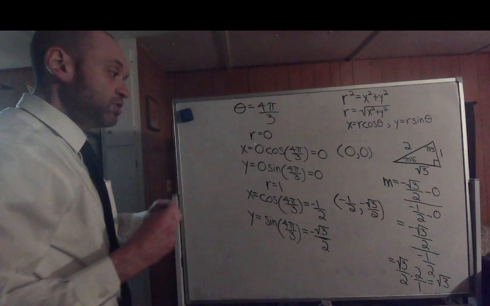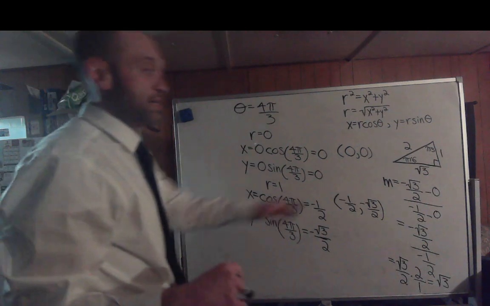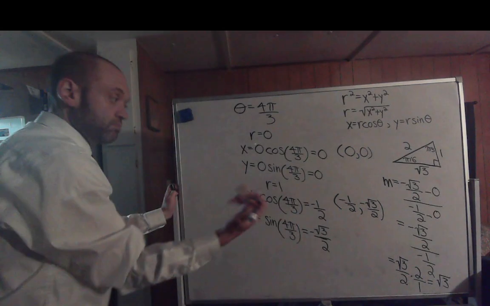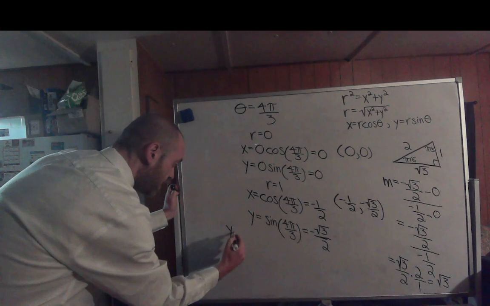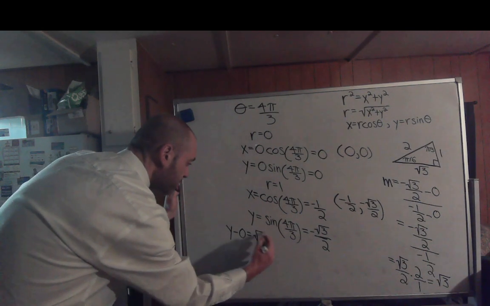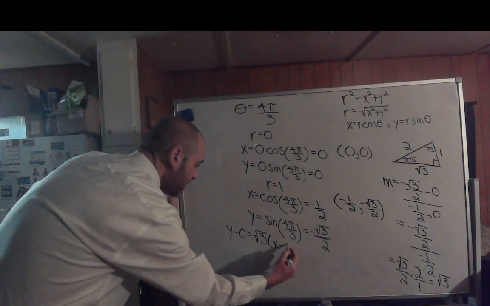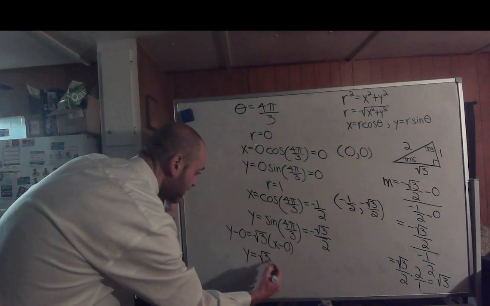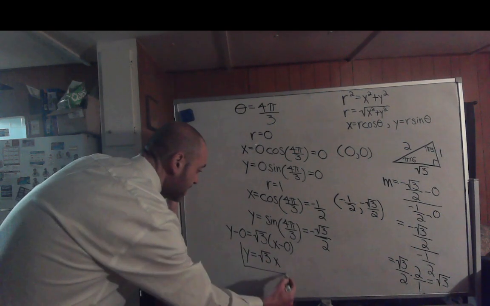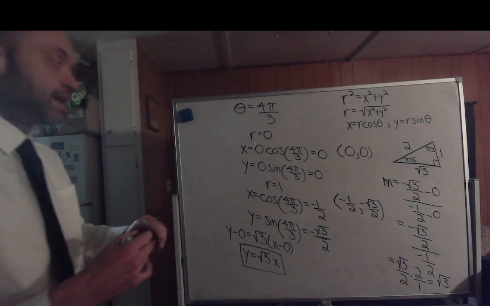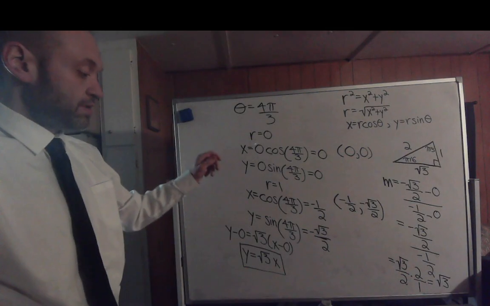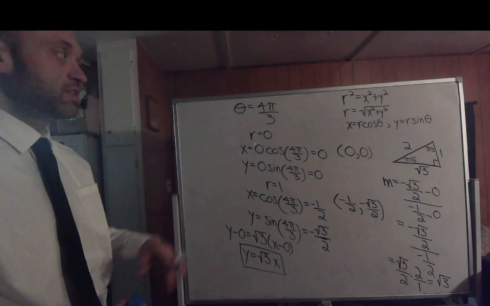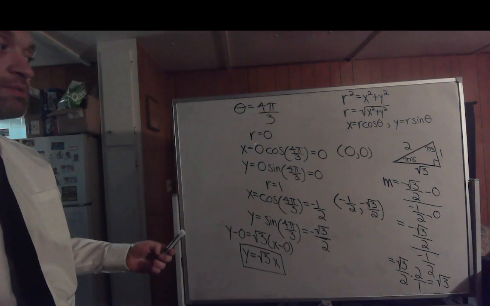Now that we've got the slope, we can use the point slope form of a line to find the equation. So let's pick 0, 0. That's an easy point to work with. So you'll take y minus 0 equals the square root of 3 times the quantity of x minus 0, or simply y equals the square root of 3 times x. And that would be the equation of the line in rectangular form. This would become y equals the square root of 3 times x. That is the equation of the line, the same thing in the rectangular system.